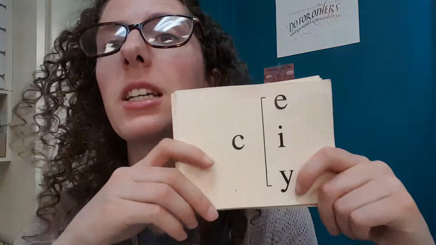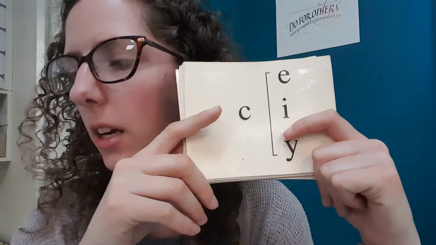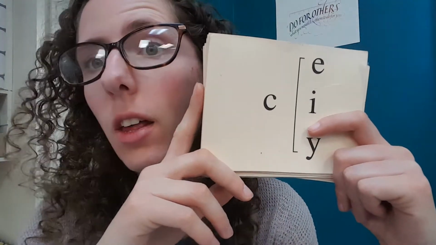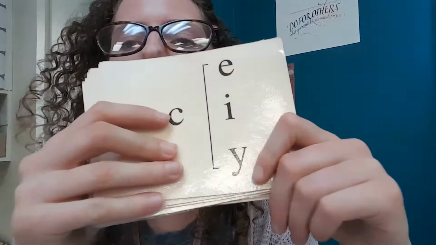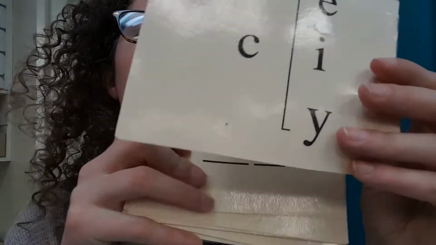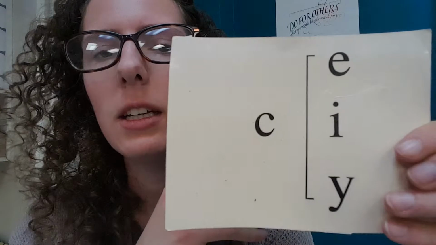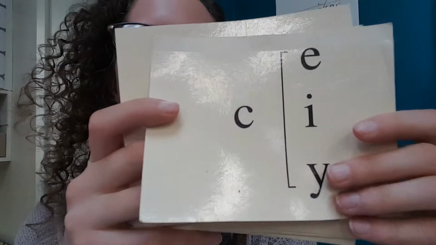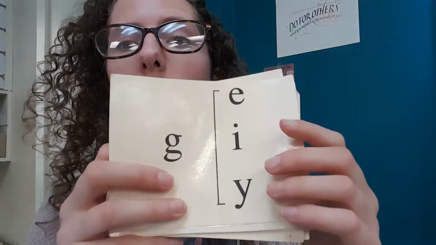Hello friends, so we're going to go ahead and practice our rule cards. This is for list I-3. Alright, so this rule says C says S before E, I, and Y. G may say J before E, I, and Y.